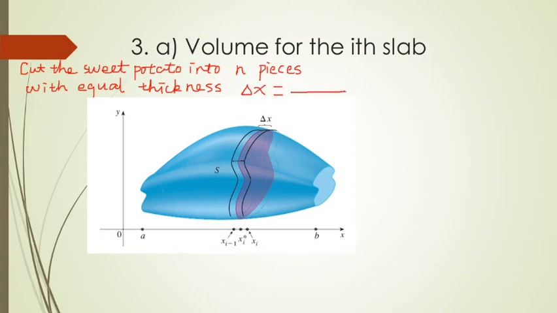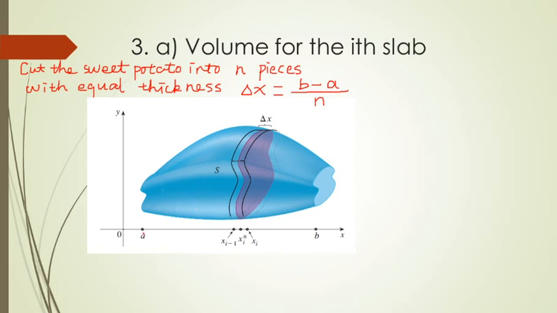They have a little thickness, so you will get a piece like this one, shaded in red color. What is this delta x? Of course, it's the same as before: B minus A over n, right?